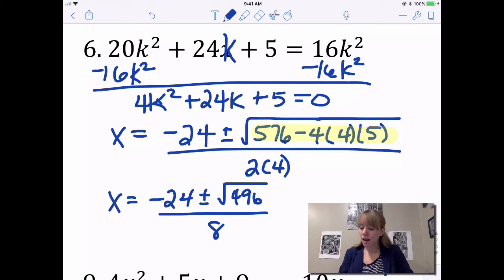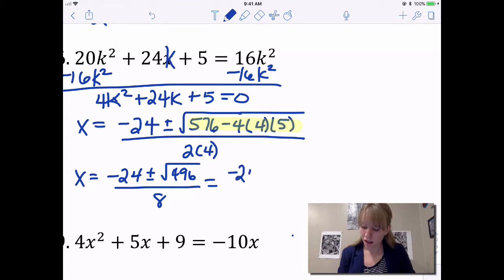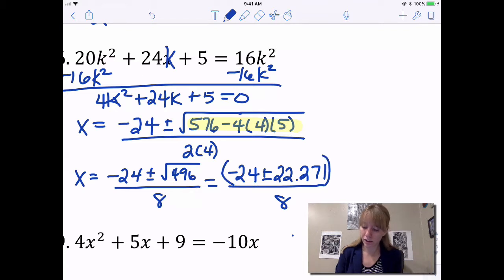Now this is a tougher one because I don't actually know the square root of 496. So if I plug that into my calculator, we find that the square root of 496 is actually 22.271, divided by 8. Now, the thing that we have to do when we plug this into our calculator is plug in the whole numerator, hit enter, and then divide by 8. So I'm going to say -24 plus 22.271 is equal to negative 1.729.